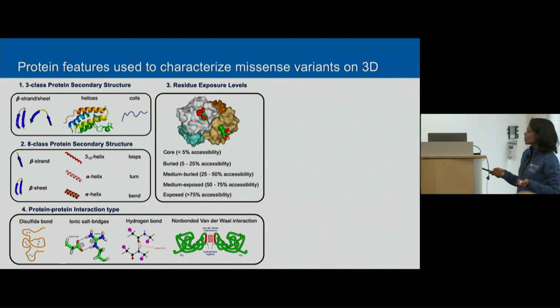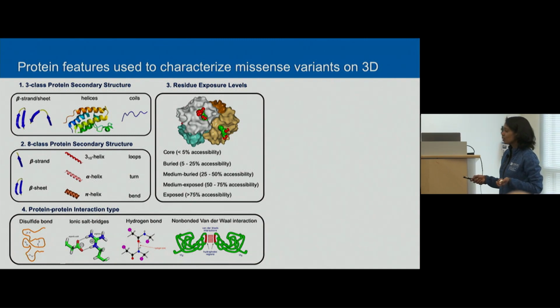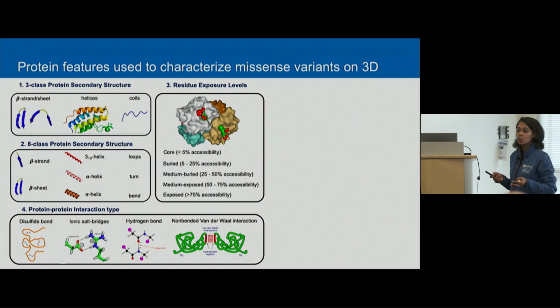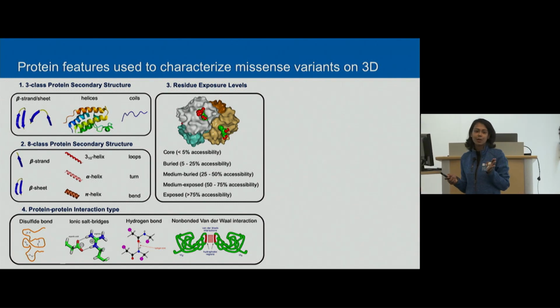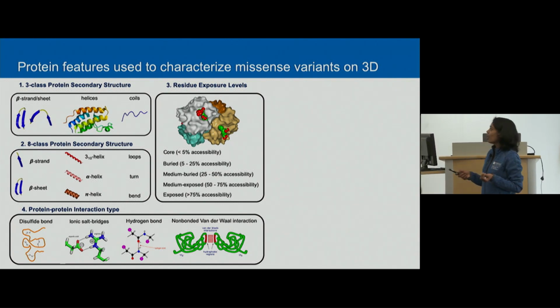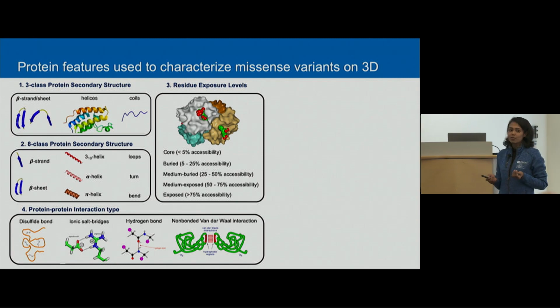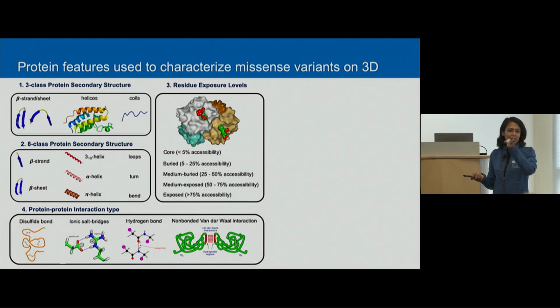The next feature that we explored is protein-protein interaction types, and this feature comes from the PDBsum database. PDBsum stores the protein-protein interactions for each PDB entry available in the Protein Data Bank. And of course, this is also available for protein-protein complexes, because these annotations are collected from the surface interactions.